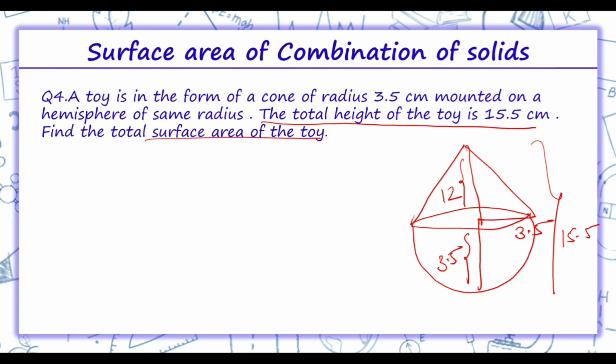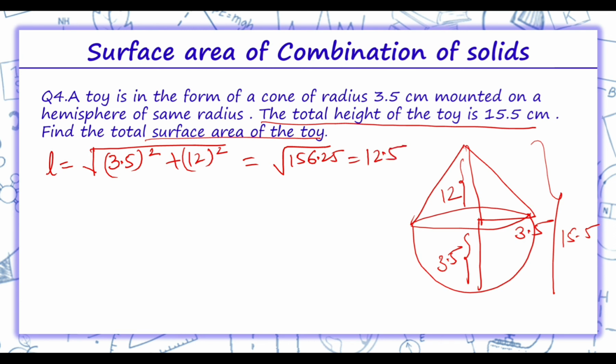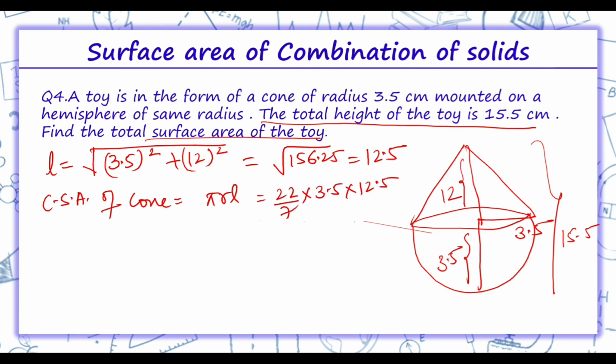So total surface area of the toy, when we have to calculate, we'll do area of cone plus area of hemisphere. Now when we have to calculate area of cone, we have to find L, which is root of r square plus h square. So it will be 3.5 square plus 12 square. Thus we'll get 156.25, which is 12.5. Now since we have to first calculate curved surface area of cone, which is pi rl, it will be 22 by 7 into r is 3.5 into L is 12.5. So on calculation we'll get 275 by 2 centimeter square.